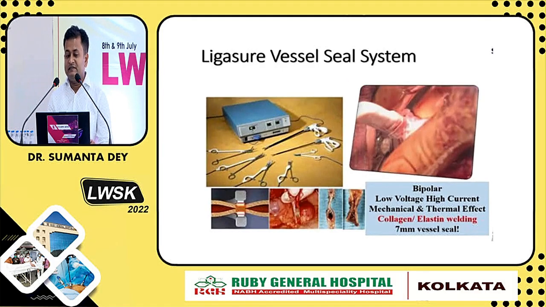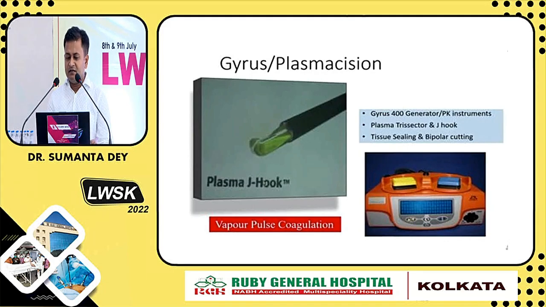First of all, the Ligasure vessel sealing system. What is this? It is a bipolar only. It delivers low voltage, high current, and it produces both mechanical and thermal effect. A collagen elastic welding mechanism is there to coagulate the tissue. It is a very handy device. It can dissect, coagulate and divide, and you can do advanced laparoscopic surgery. It can seal vessels up to 7 millimeters. Then there is another newer bipolar device, the Gyrus PlasmaKinetic system.